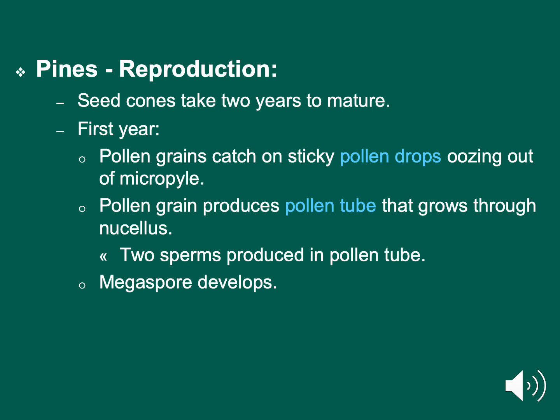In the first year, pollen is released from the pollen cones and it gets caught on the stickiness of the female cones. The pollen then produces a structure called a pollen tube. This is a long tube that goes from the pollen grain to the egg. Sperm are delivered to the egg through that tube. The megaspore is what results in the production of the egg.